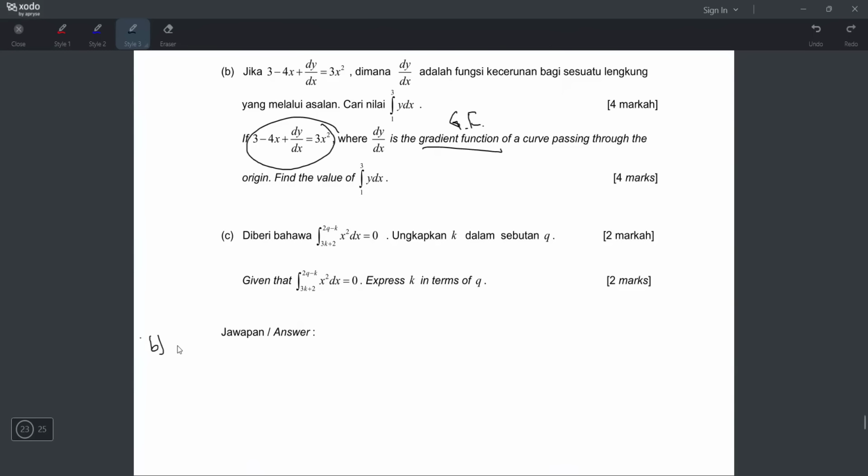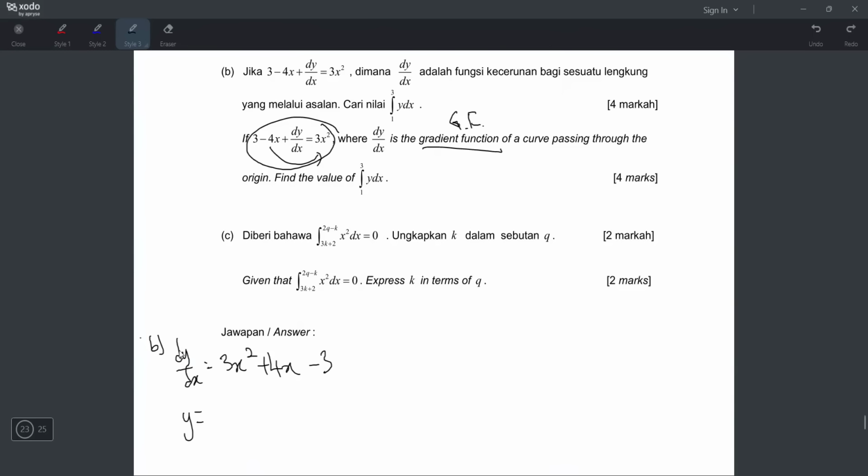So we have to move things a bit. To find dy/dx, I move 4x over, so it becomes plus 4x, and the 3 moves over and becomes minus 3. But I'm trying to find y, because later I have to integrate y, right? So how to find y? Okay, this is the answer after you differentiate. So if you want the answer before differentiating, you have to integrate this.